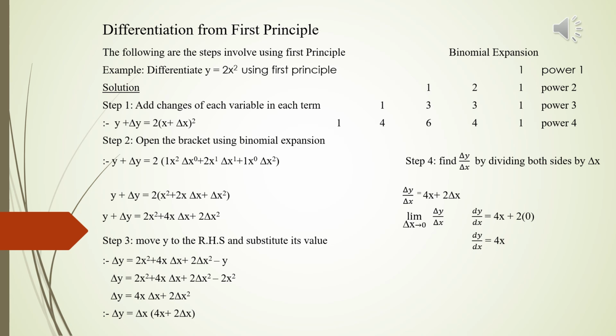Since we still have change in x in the answer, we have to what? Take the limit as change in x approaches 0. What are we to do here? We are just to substitute the value of change in x with what? With 0. So we have dy dx equals to what? 4x plus 2 open bracket 0 close bracket. So dy dx equals to what? 4x.